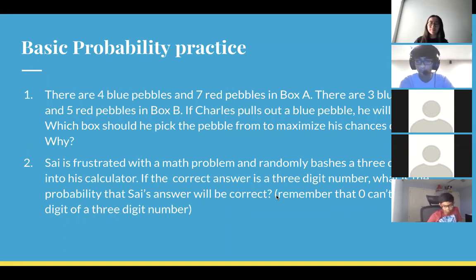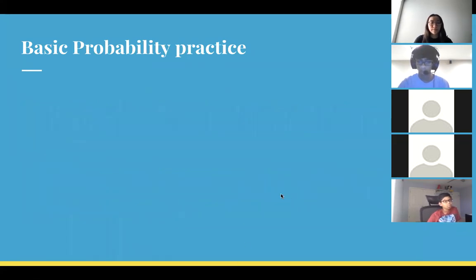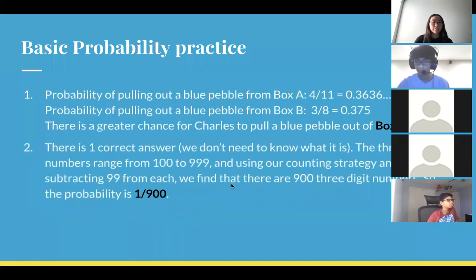Well, I mean, I've known that there's been 900 3-digit numbers, but you can do for the first digit, there's 9 possibilities, and there's 10 afterwards. 9 times 10 times 10 is 900. 1 out of 900. Yeah, great. So you are absolutely correct. It is 1 out of 900.